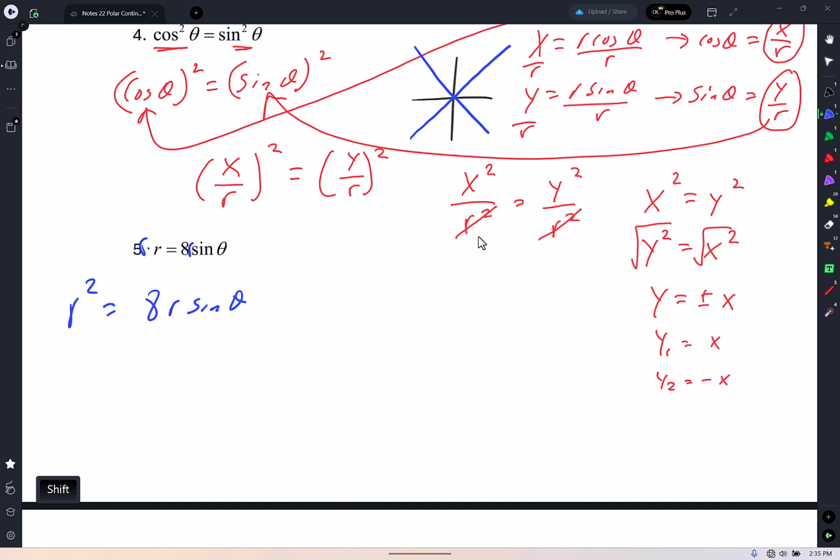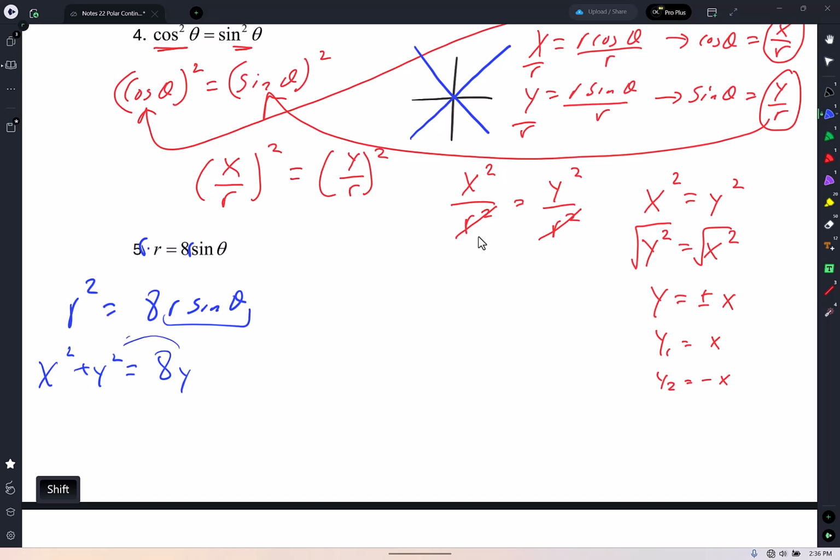X squared plus Y squared equals, and then this R sine theta is just Y, equals 8Y. Hopefully you know, if you get anything that says X squared plus Y squared, it's going to be a circle. So we know it's a circle already. Let's complete the square so we can find out where the center is.